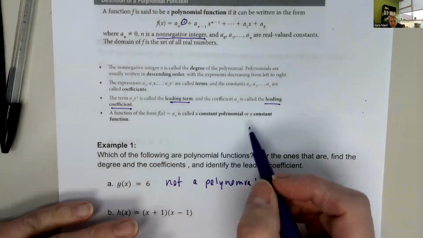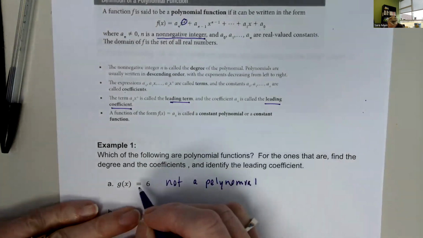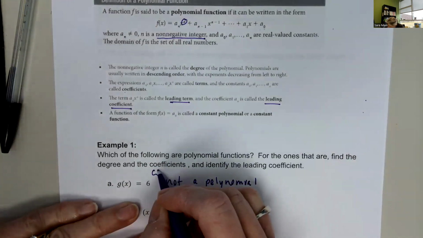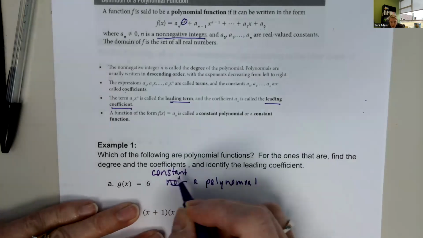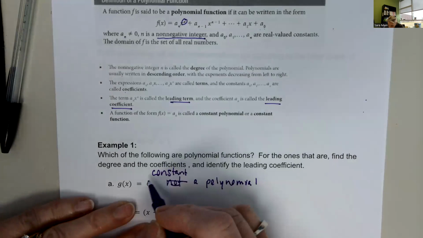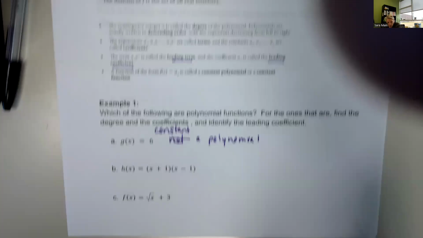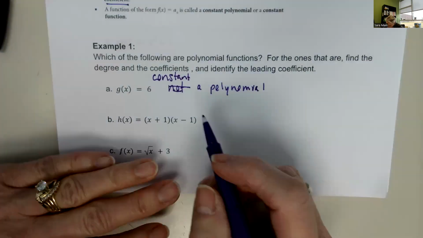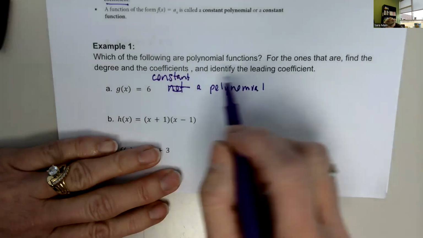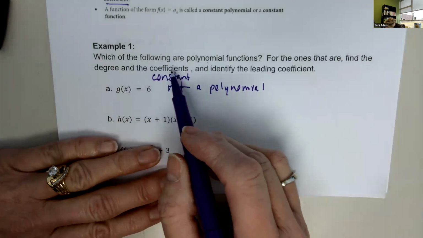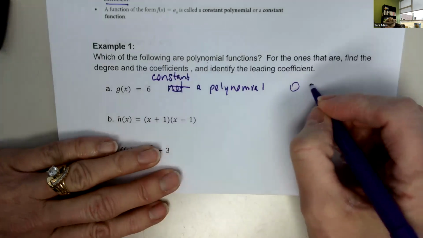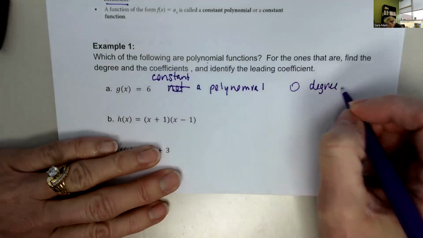We would call this a constant polynomial. So it's a polynomial, but it's called a constant polynomial. Sometimes they're not called polynomials, but it's just a constant because there's no x term. Now on B, it says, which of the following are polynomial functions? For the ones that are, find the degree and the coefficient. So this is a 0 degree because it's just a constant polynomial.